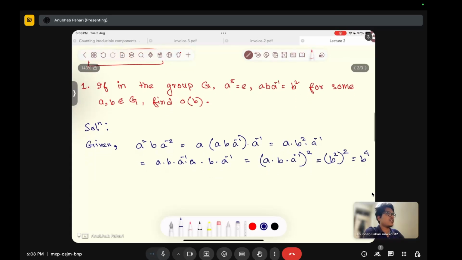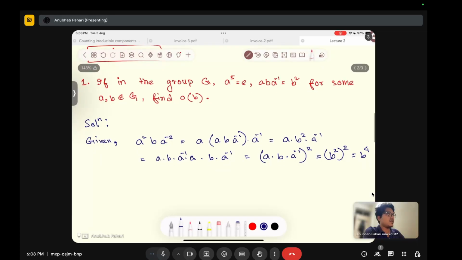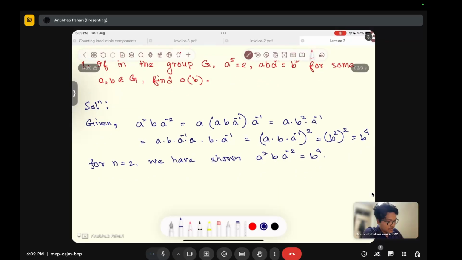So now we can take induction on n. For n equals 2, we have shown a square b a inverse squared should be b to the power 4. It can be for general n.